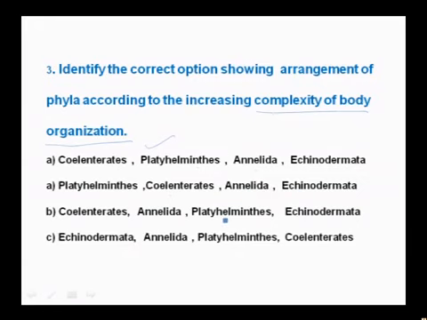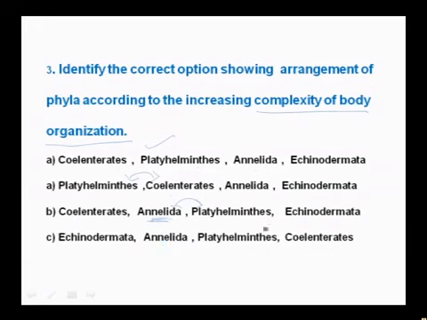You are all aware that Coelenterata show tissue grade kind of organization, whereas Platyhelminthes show organ grade. So here there is a wrong order in increase. So this is a wrong option. Next, Coelenterates, Annelida, Platyhelminthes, Echinodermata. Here again they have placed Annelida before Platyhelminthes. Annelida have organ system grade. So here also the phyla are arranged improperly.